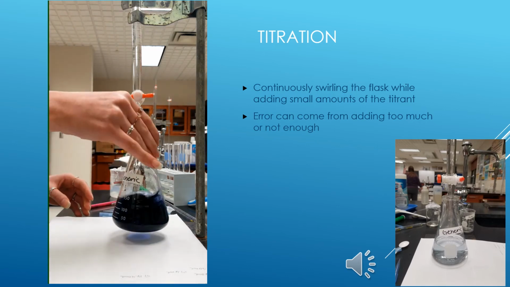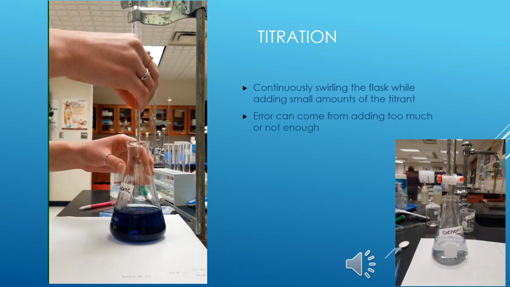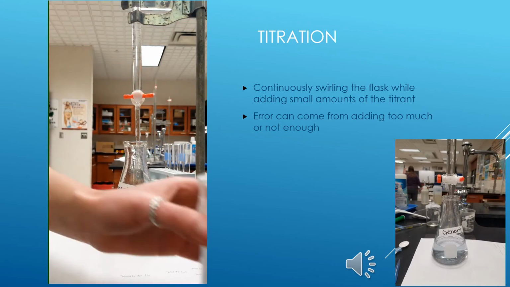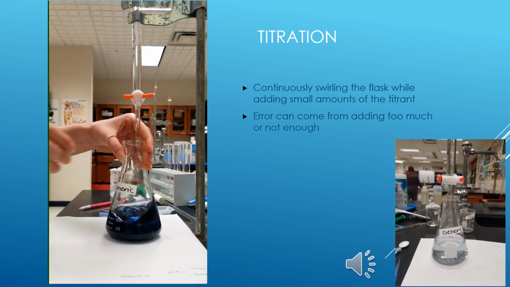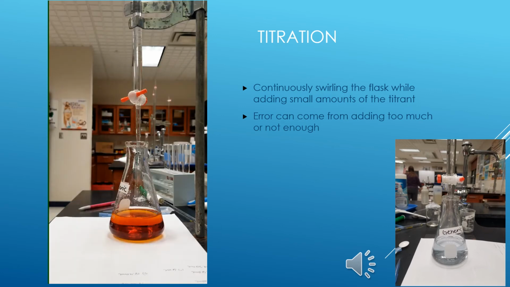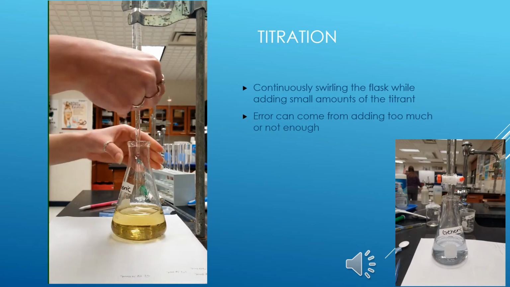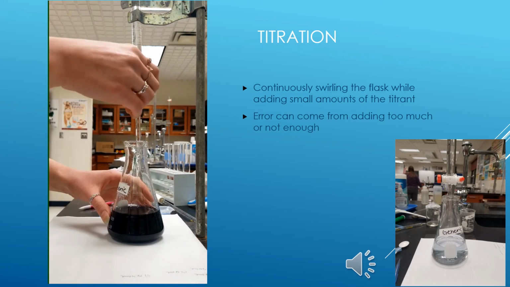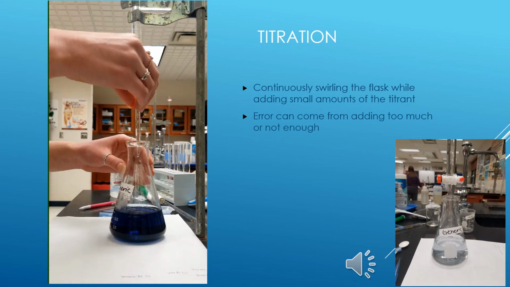Here is a time lapse of me performing the titration. I apologize, it does cut off at the end, but the picture in the bottom right hand corner will show the final product after I added the starch solution and it turned blue. I then added small drops, which is where the error comes in. If I added 1 drop too many or not enough, the results would be altered. But after you get it to a certain point, just swirl it and it will eventually become clear.